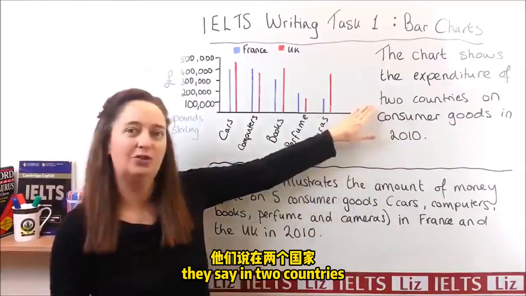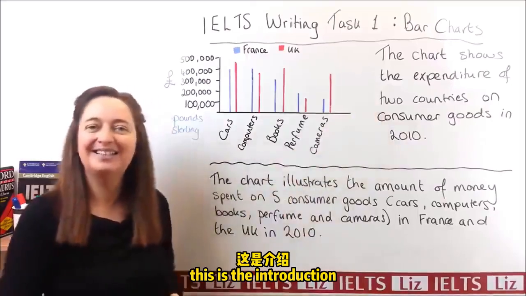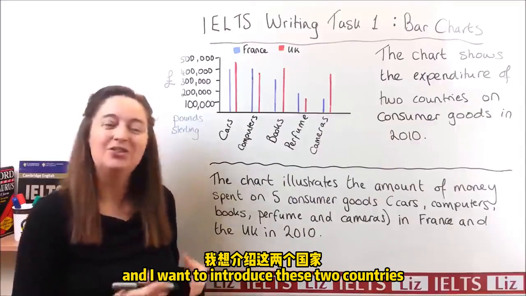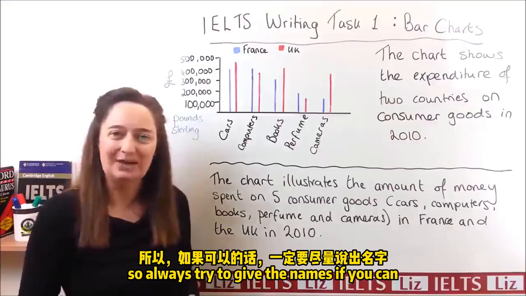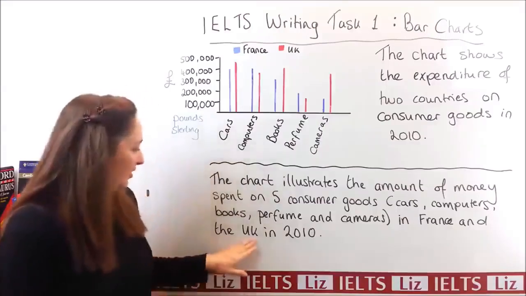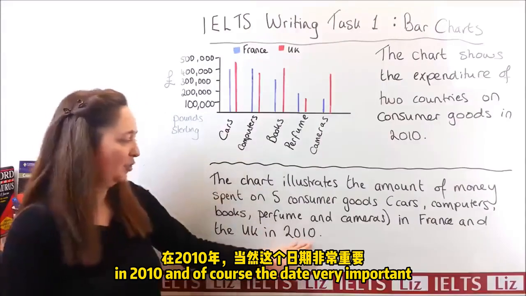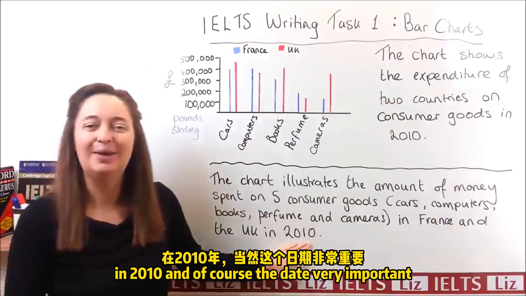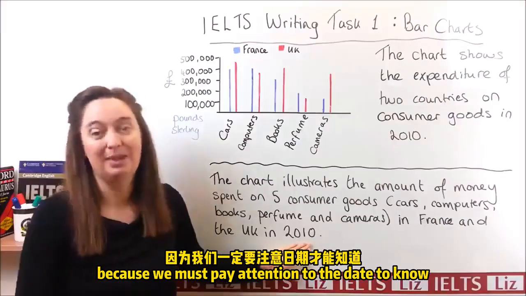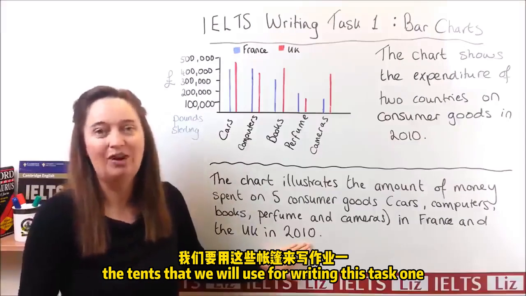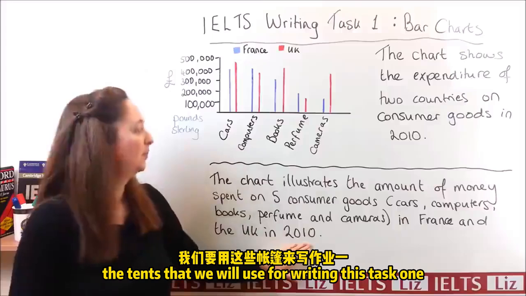So we've got the list and then I say in France and the UK. They say in 2 countries. But again, this is the introduction and I want to introduce these 2 countries. So always try to give the names if you can. In the UK and France in 2010. And of course the date, very important because we must pay attention to the date to know the tense that we will use for writing this task 1.